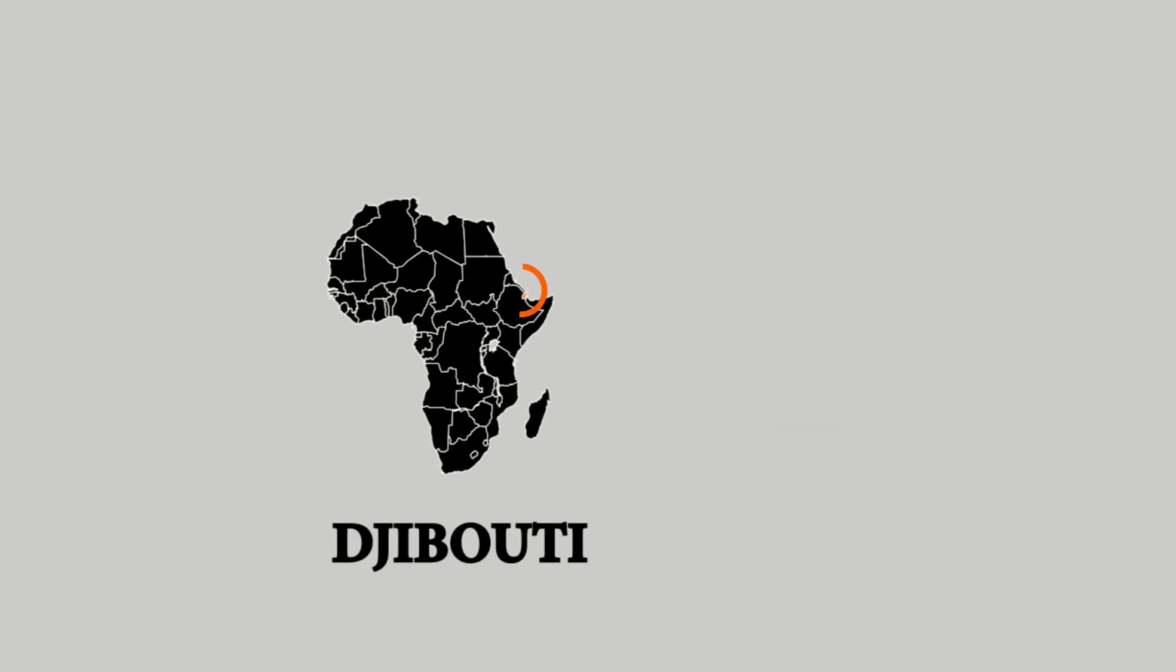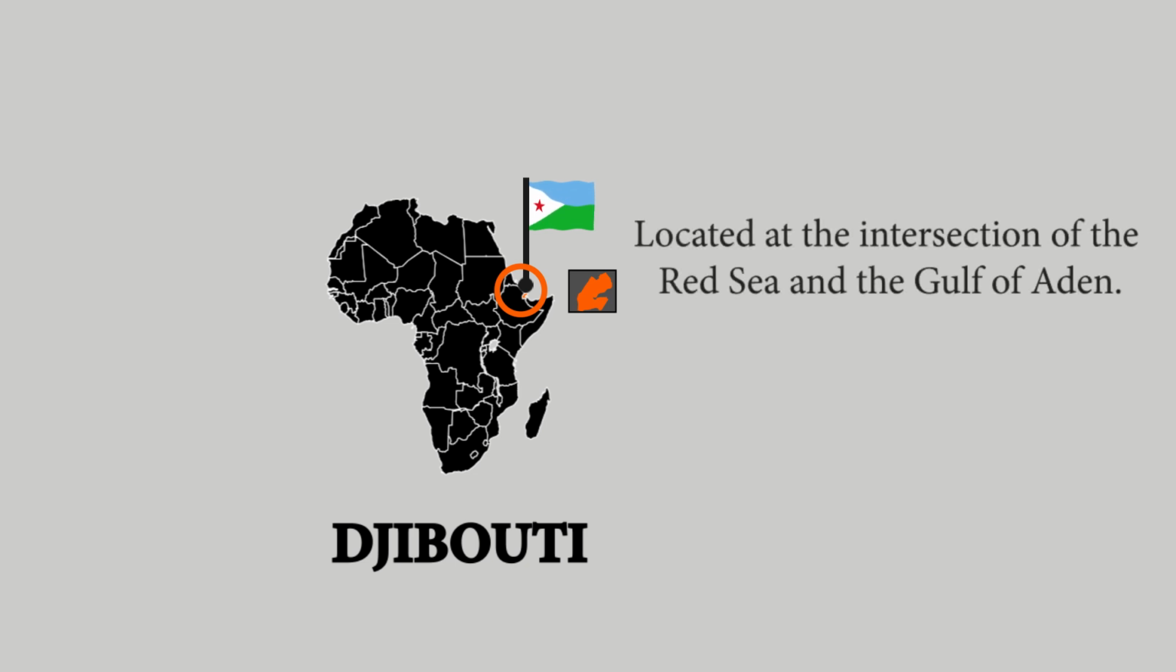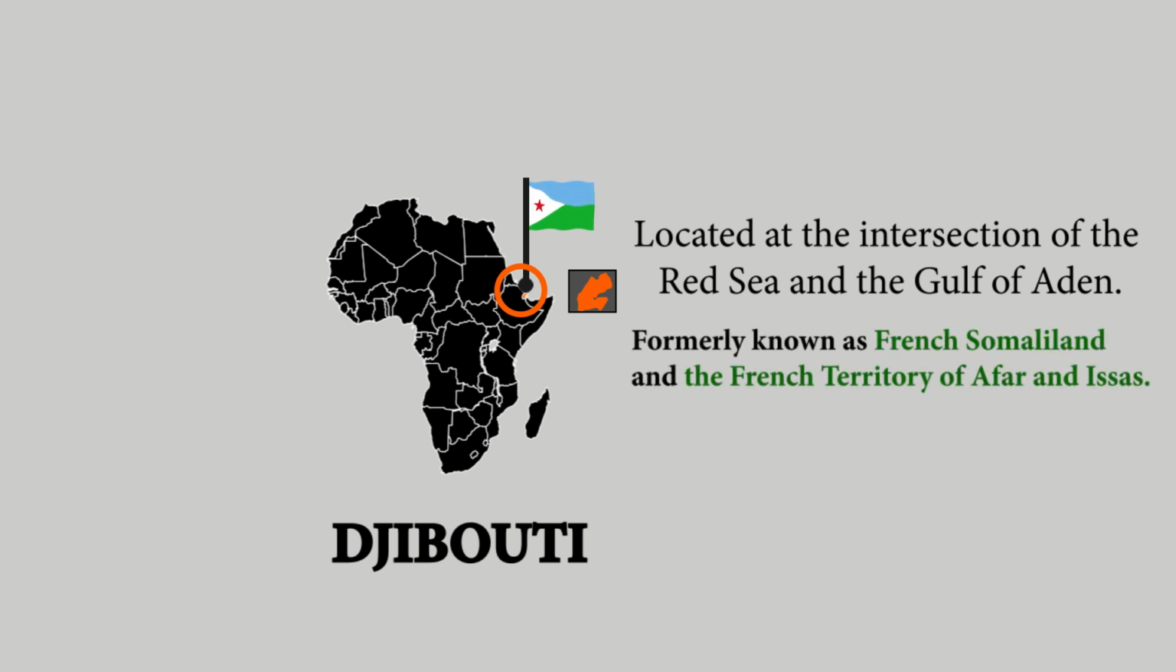Moving on to East Africa, we have Djibouti, an important maritime country that occupies a strategic geographic location at the intersection of the Red Sea and the Gulf of Aden. The country was formerly known as French Somaliland and later the French territory of Afar and Issas before its independence from France in 1977.